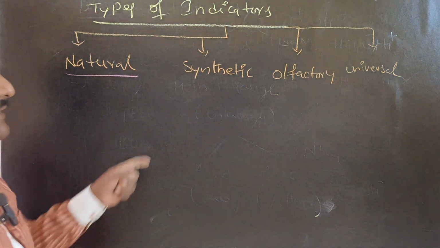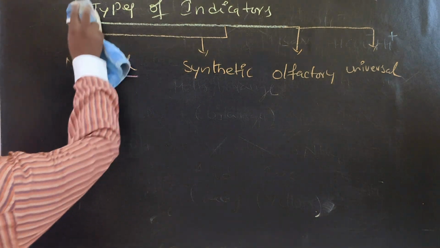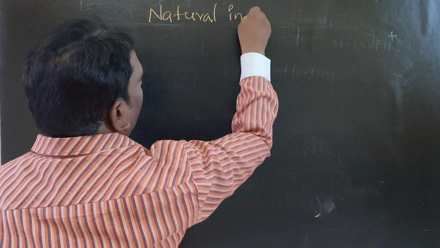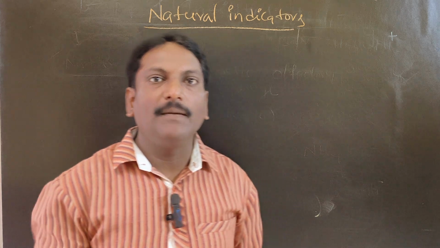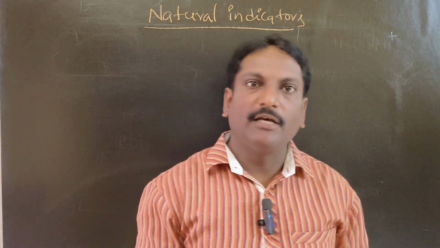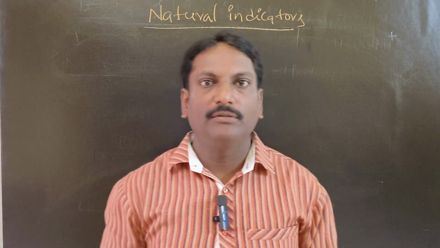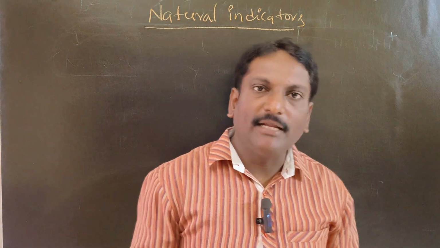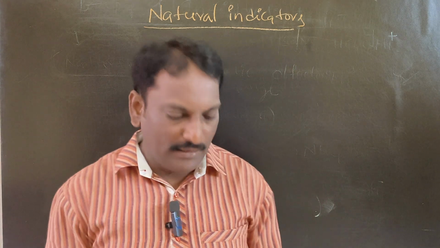Let us discuss them one by one: natural indicators, synthetic indicators, olfactory indicators, and universal indicators, including natural indicators. Natural indicators are obtained from nature. Generally, plants and parts of plants can be used as natural indicators. Example, turmeric powder obtained from the plants, China rose, red cabbage and litmus. These are the examples of natural indicators.